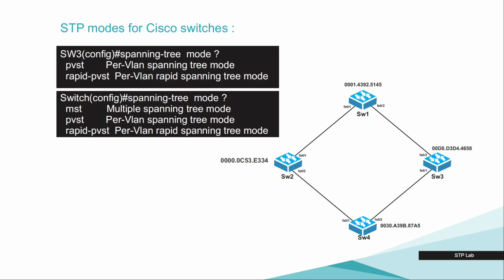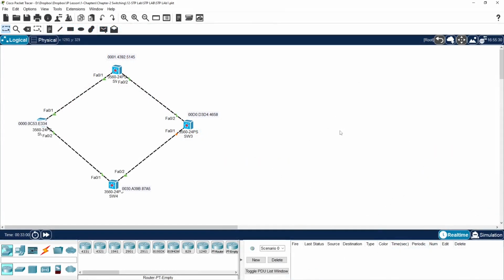In Packet Tracer, Cisco switches will show us PVST, which is Per-VLAN Spanning Tree Protocol mode, and Rapid PVST, which is Per-VLAN Rapid Spanning Tree mode. But if we did this command on a real Cisco switch, it will show us that it supports MST, PVST, and Rapid PVST. So back to our lab, let's open our switch and see the spanning tree modes that we can configure on Cisco devices.